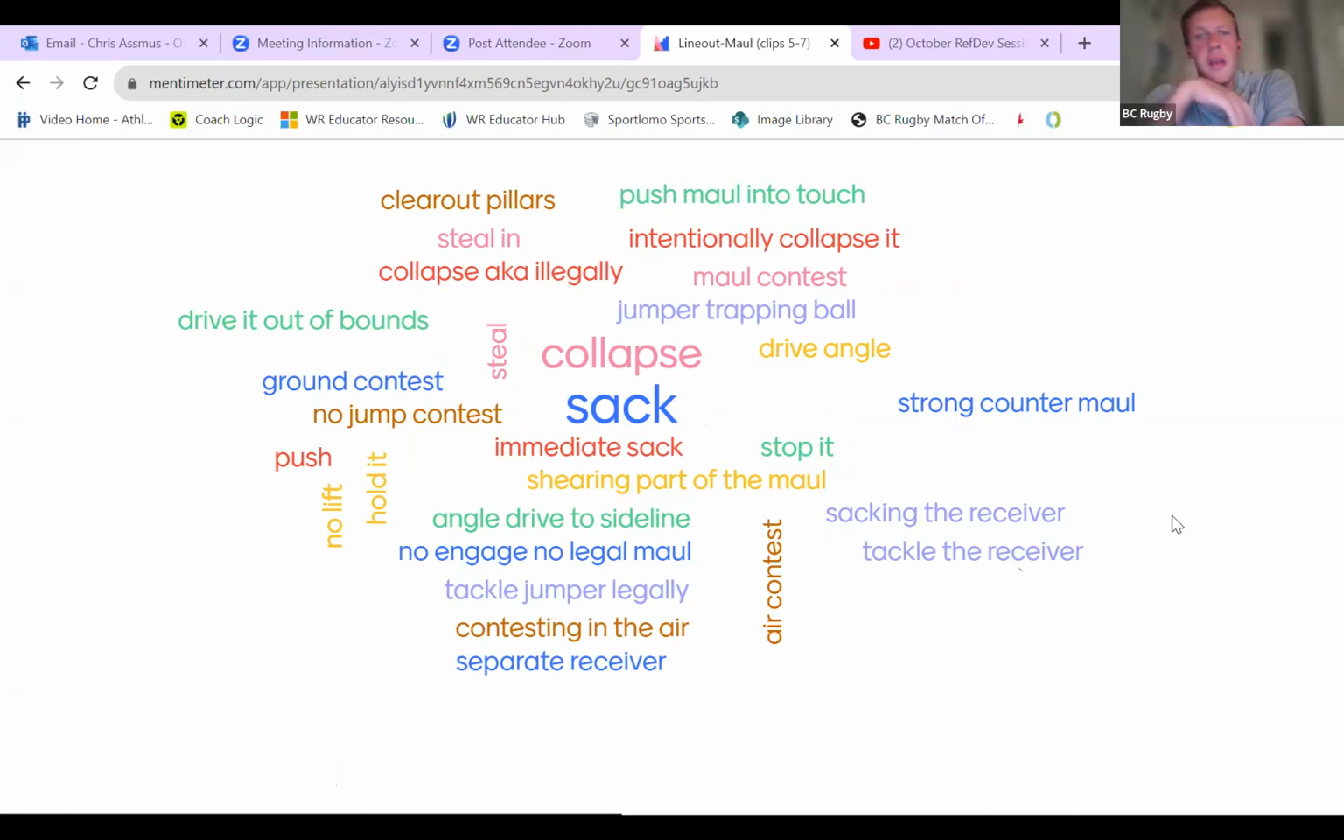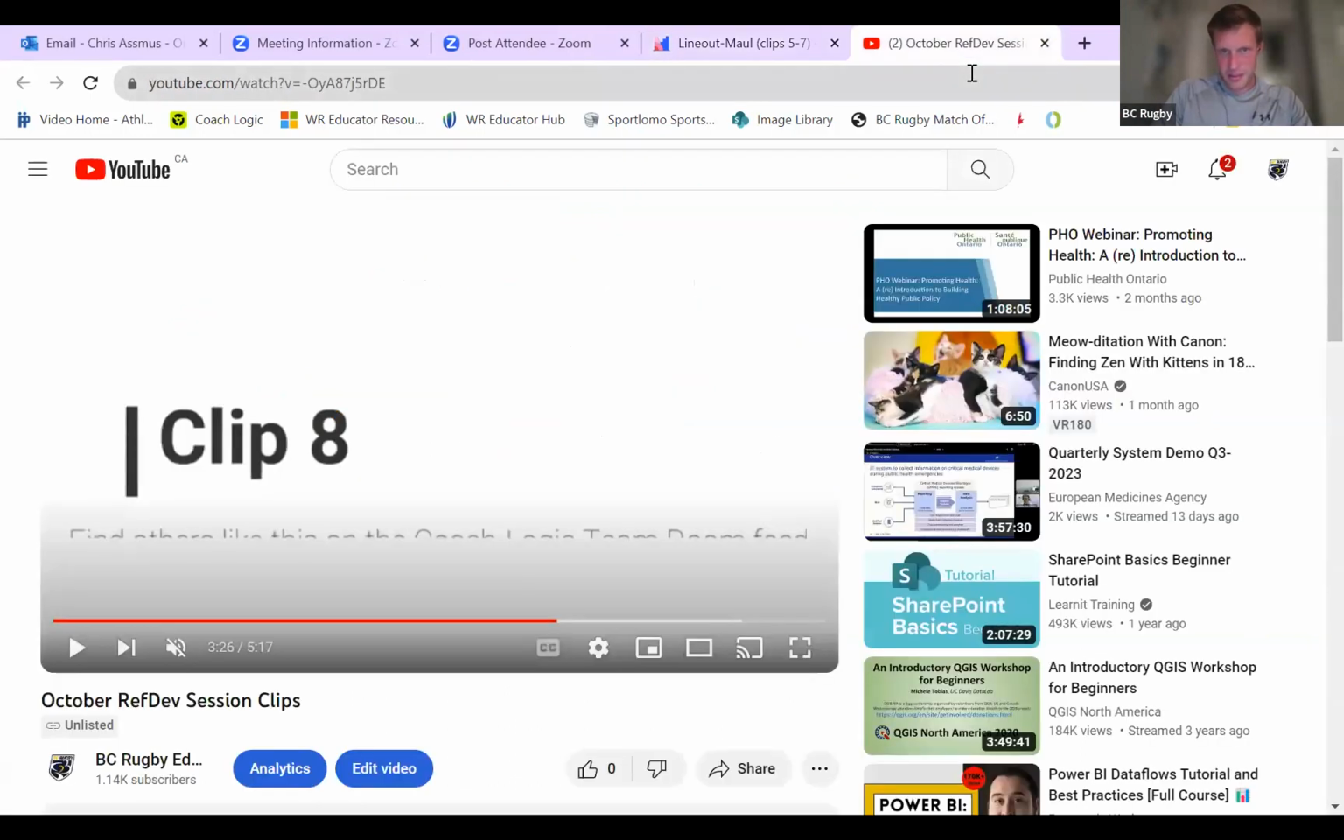Angle drive to sideline. So yeah, the drive, that's a key piece, drive angle. Counter maul, yeah, counter drive, however you want to put it. The no jump contest, I would say, yeah, that's more of an initial action. Drive it towards the touchline or out of bounds. Love that. No lift, hold, contest in the air, tackle the jumper illegally. Yeah, that's sometimes a contest in the air piece, but yeah, no, I think we're saying the same thing. So let's go back to these clips here, if we can. Apologies, let's get rid of this.